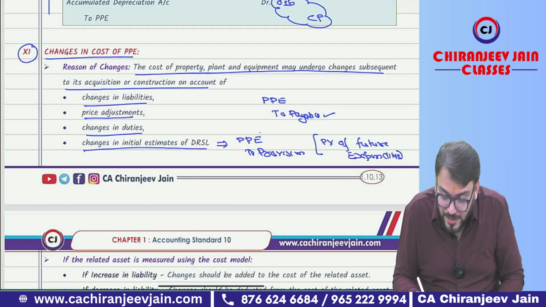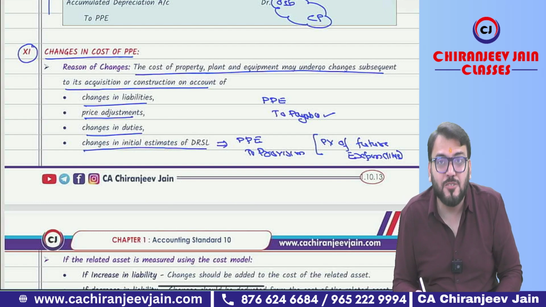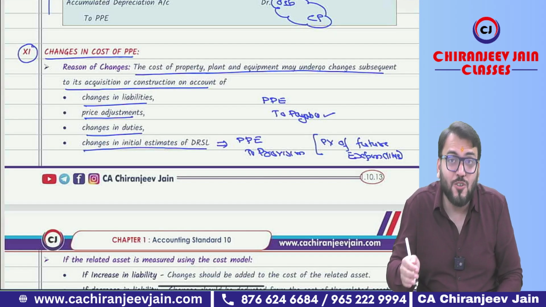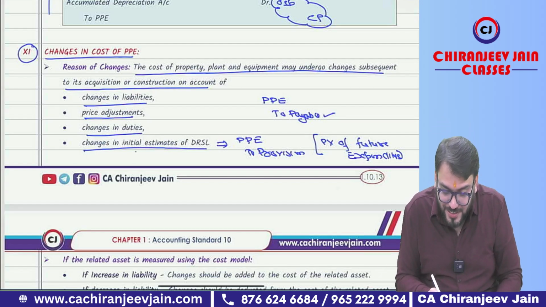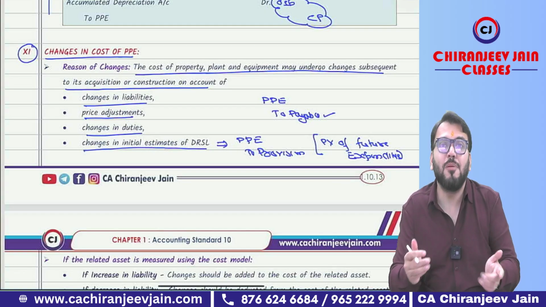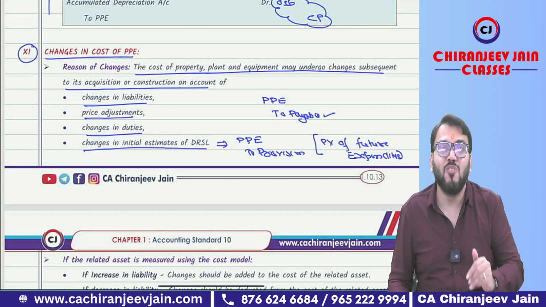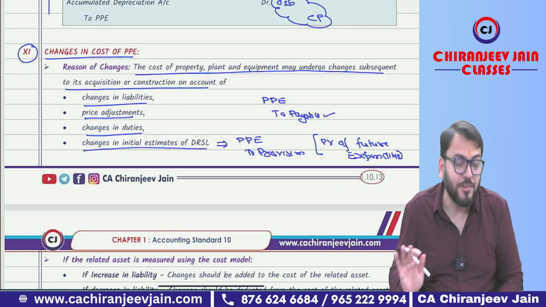So of course there will be some changes in the cost price of PP. So whenever there is a change in the cost price of PP due to changes in initial estimate of DRSL, what will be the accounting treatment of that? That is what we are going to discuss.